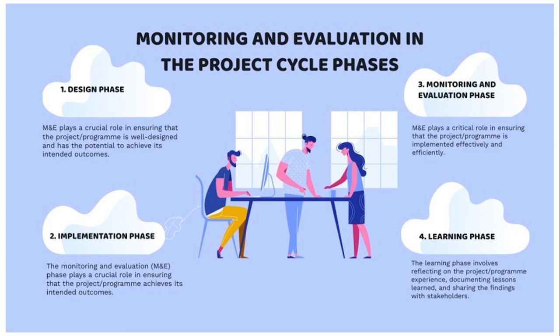So overall, in the implementation phase, M&E helps to track progress, identify emerging issues, and make adjustments as needed to ensure that the project or program stays on track and achieves its intended objectives or outcomes. M&E in this implementation phase can also ensure that the project or program is implemented efficiently and effectively. That is relating to the accountability of the resources that are being used.